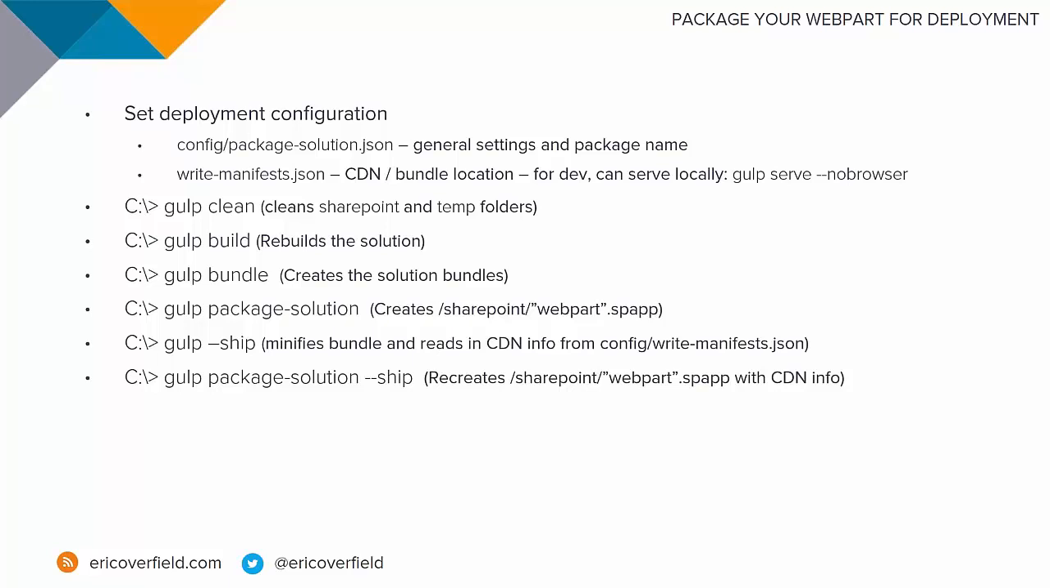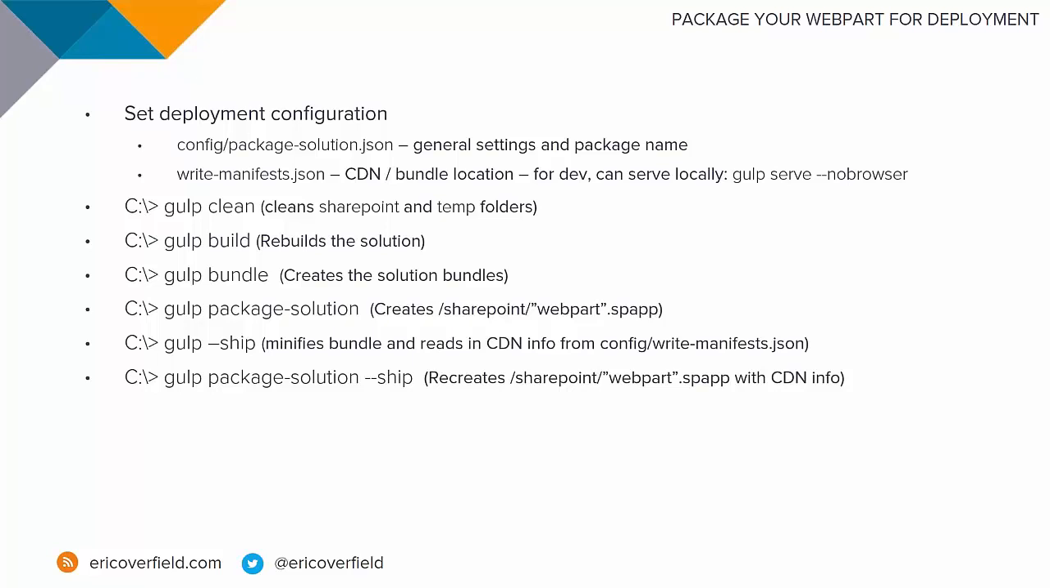That's what you're going to move into SharePoint, your app catalog. If you're ready to ship this, so now you want to create the minified version of your bundle that will be put onto a CDN, you can run gulp ship. And finally, if you're ready to fully package this up, I have found I need to run gulp package-solution --ship. This will recreate your SP app file, your package, with the proper CDN info.